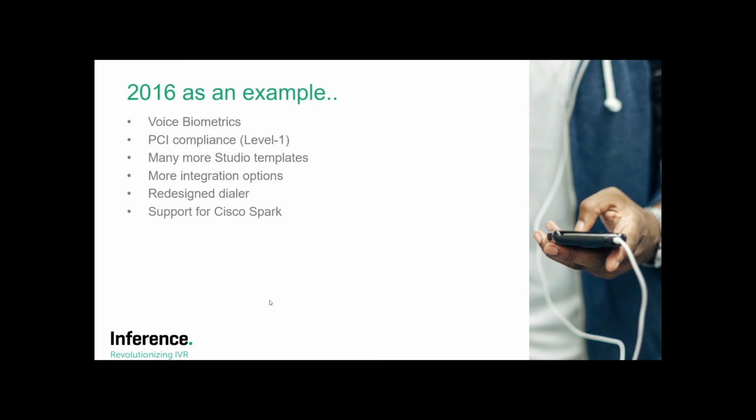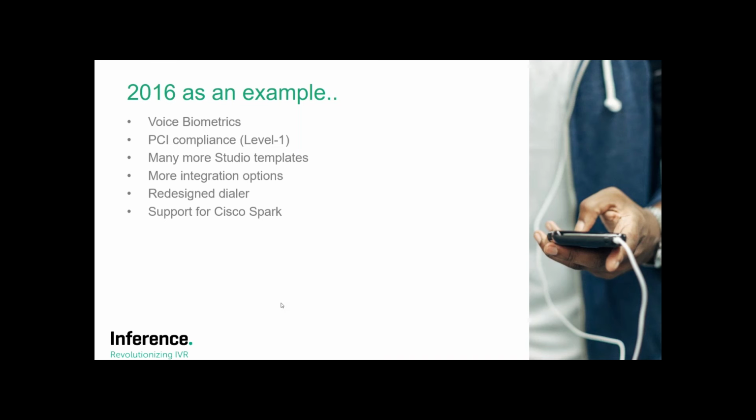A lot more in the form of integration options, allowing you support for OAuth, OAuth 2, and those sorts of things. A fully redesigned dialer, so it's much more sophisticated now. It supports different retry rules and so on. Support for Cisco Spark. This was a customer request, and we added it into the product roadmap.